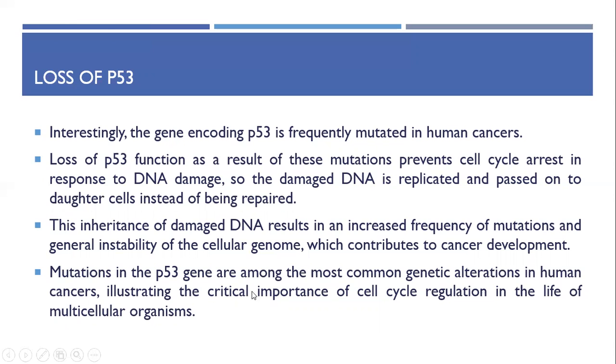So mutations in the P53 gene are among the most common genetic alterations in human cancers, illustrating the critical importance of cell cycle regulation in the life of a multicellular organism. This sentence says that for any type of cancer, you will always see that P53 has mutated, because it's a part of regulating your cell cycle. And in tumors and cancer, we know that the cell cycle is not in its normal phase, right? It has shown uncontrolled growth. So it can be any kind of cancer, and P53 mutation will already have happened.